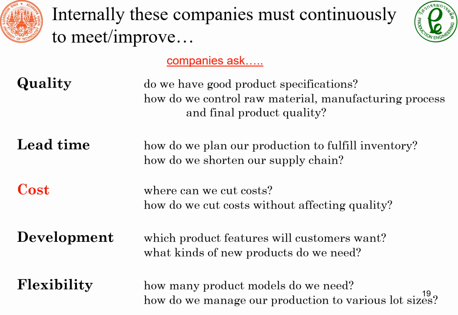Internally, company asks about these same 5 elements, but their questions are slightly different. They ask, do we have good product specifications? How do we control raw material, manufacturing process, and final product quality? How do we plan our production to fulfill inventory? How do we shorten our supply chain? Where can we cut costs? How do we cut costs without affecting quality?